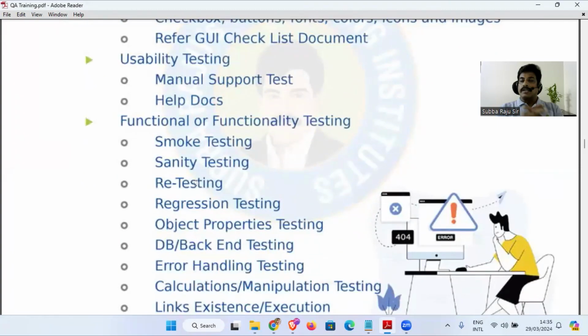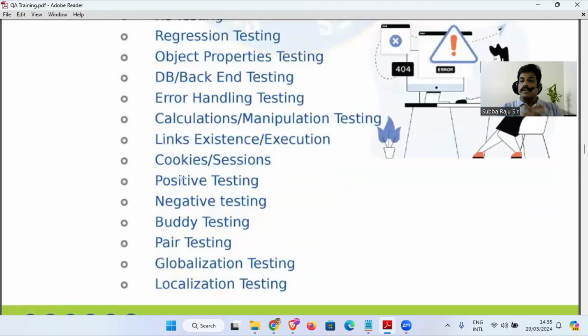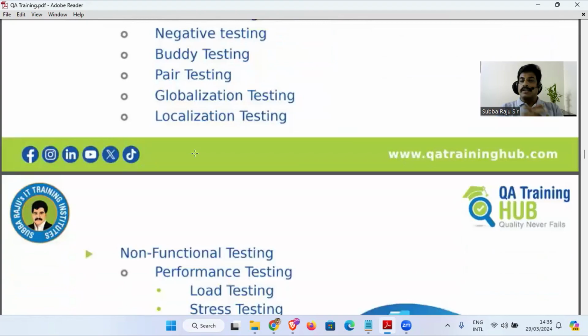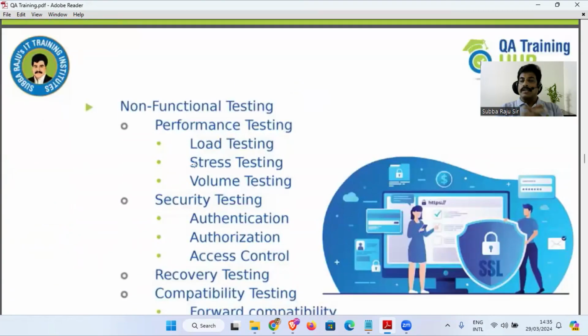In the smoke testing level, I mainly discuss what functionalities we majorly need to test and what functionalities we leave without testing. Also, I'll take a practical session. Like this: positive, negative, boundary value testing, globalization, localization. There are a number of testing types available, including functional as well as non-functional.